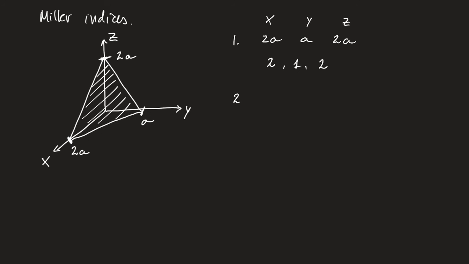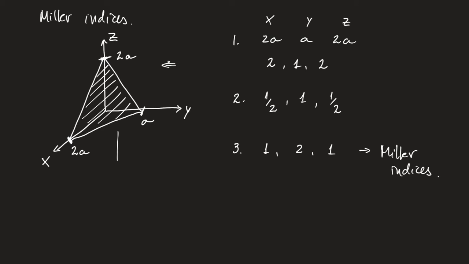The second step of our description is to invert those intercepts. Then 2 becomes half, 1 is simply 1, and 2 becomes half. And the third step is to rationalize those numbers. We can simply multiply by 2, then there is 1, 2, and 1. So these are the Miller indices for the plane sketched right here. We can simply write the Miller indices for this plane as 1, 2, 1 between parentheses.